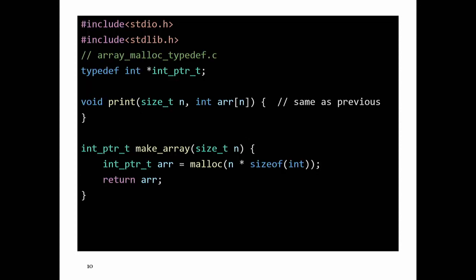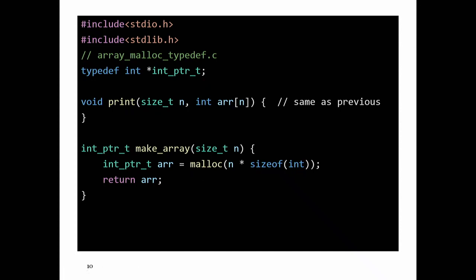All right, so here's an example of using a typedef. I'm going to use the one I told you not to do: int_pointer_t. That's just a pointer to int. So now in my make array function, remember, make array returns a pointer to int. Instead of writing int star, I can write int_pointer_t.